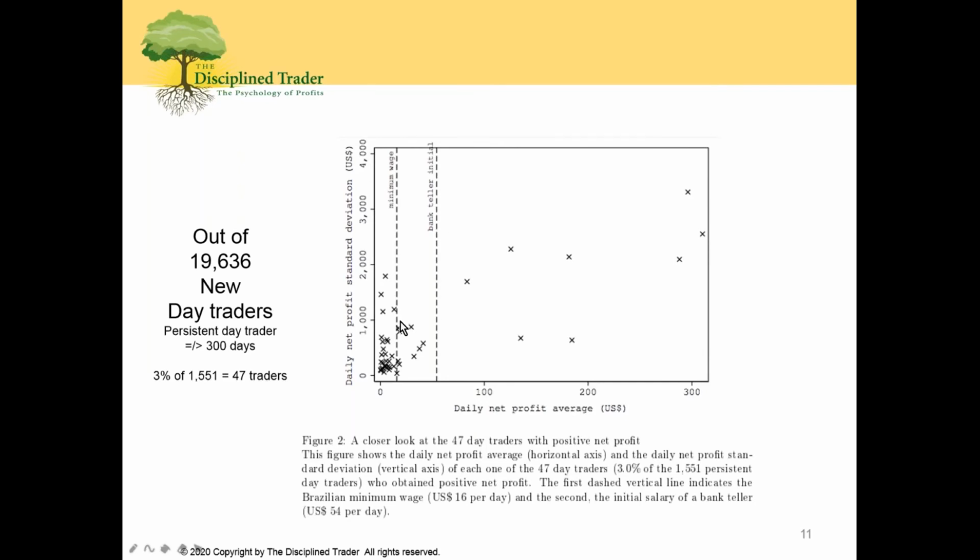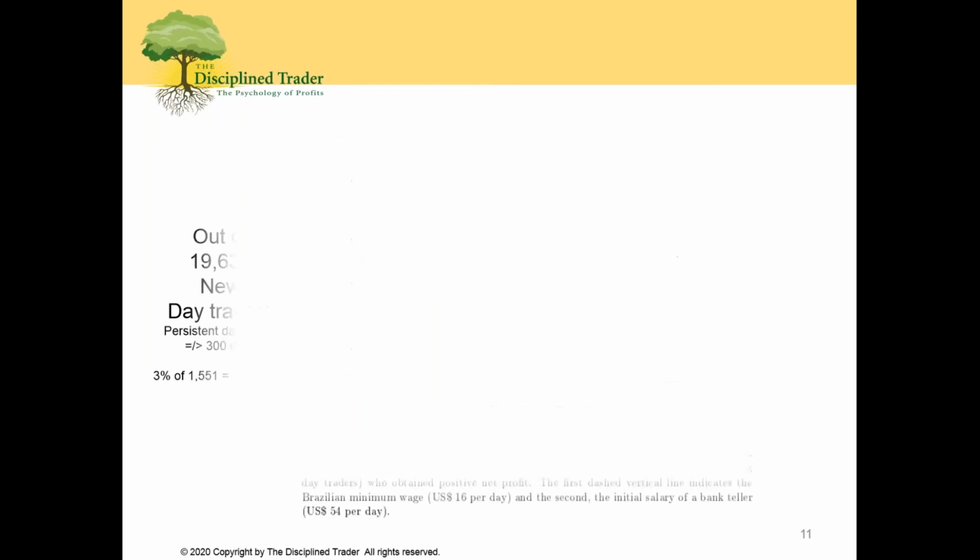And the bank teller, so only 8 traders made more than a bank teller out of 19,000. Well, let's go with 1,500 of those that lasted more than 300 days. And so this is a 97%. So I'm going to say that 90% of traders lose money. And I'm going to also guess that those on this call, 9 out of 10 of you are losing money.